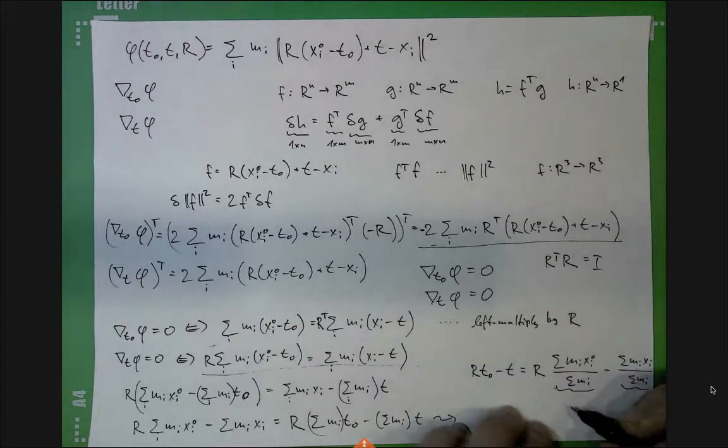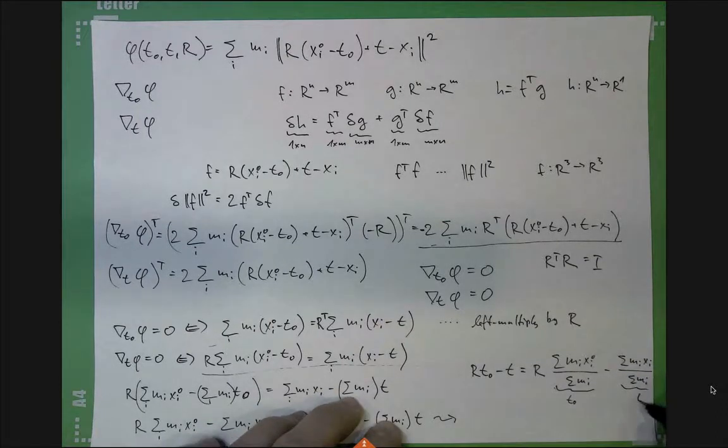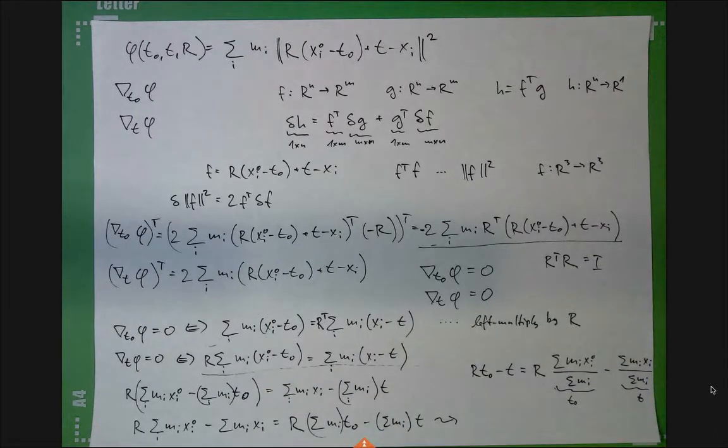If I just say that this is T0, and this is T, then I'm done, because then obviously this equation is satisfied. I get RT0 minus T on the left-hand side and RT0 minus T on the right-hand side. So I define T0 to be this and T to be that. The nice thing is that T0 and T do not depend on R at all, and furthermore it has a very intuitive physical interpretation.